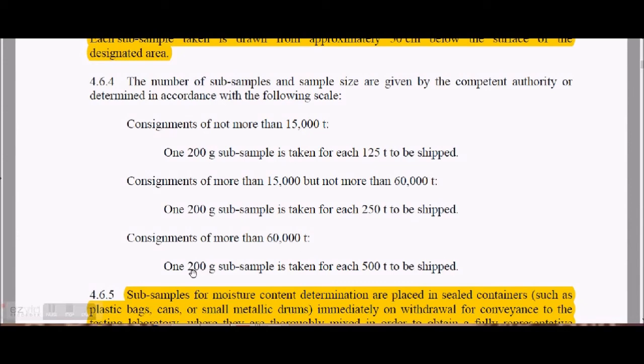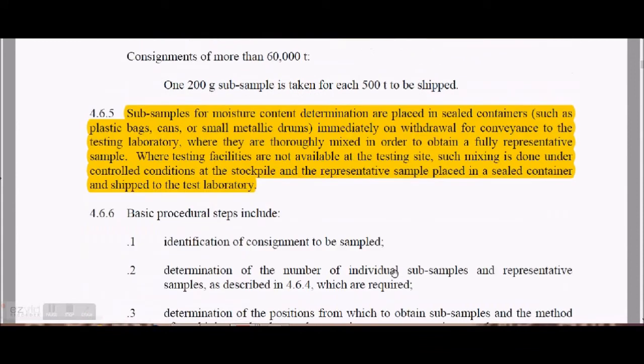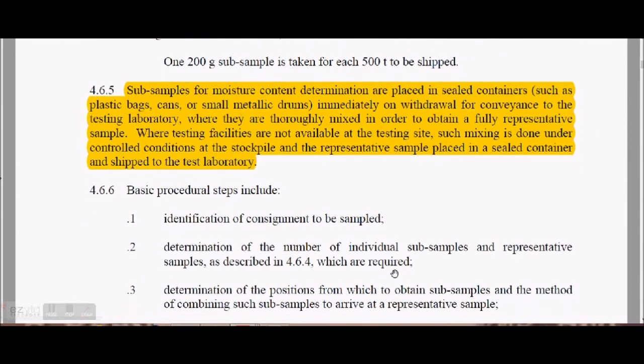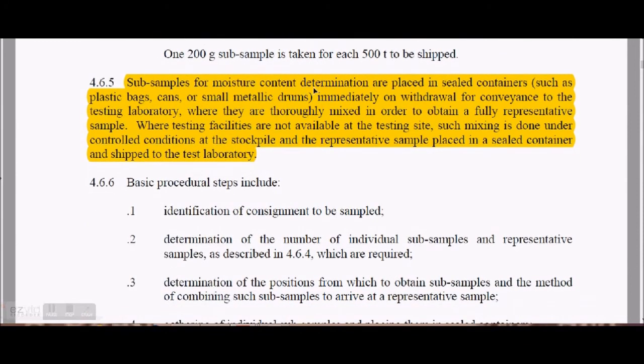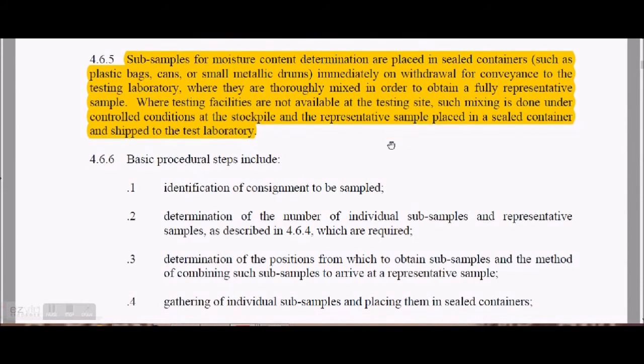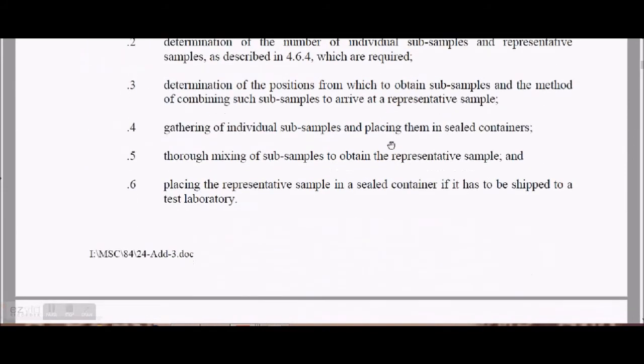Then sub-samples for moisture content determination are placed in a sealed container immediately on withdrawing, for convenience to the testing laboratory. Means they will be sent to the laboratory. They have also given the provision of how sub-sampling and determination is to be done.